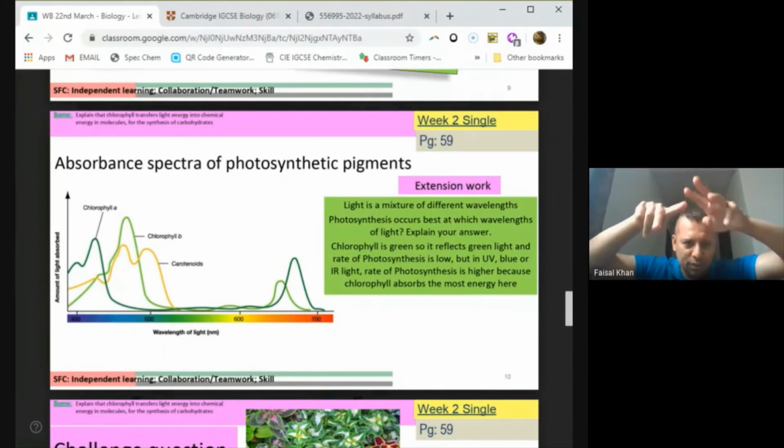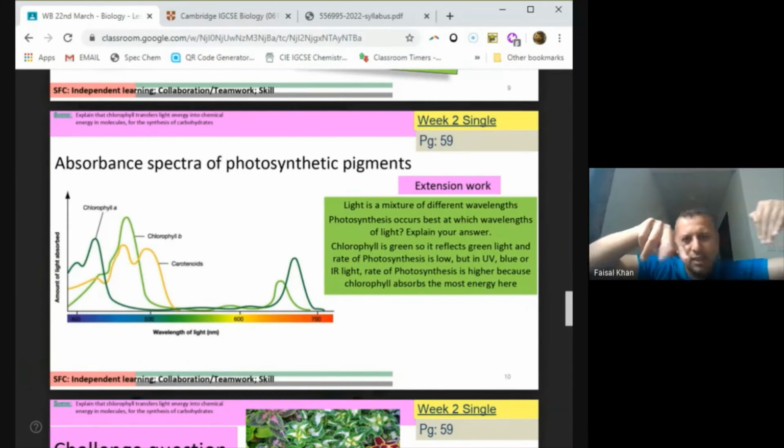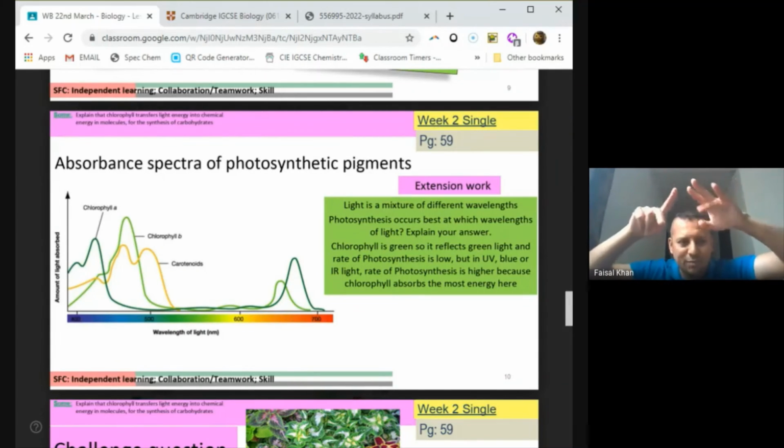So leaves absorb things right on the end of the blue end and right on the end of the red end, and everything else in the middle, which are the greens and the yellows, is reflected back off a leaf because these pigments don't absorb those wavelengths of light. That is the reason why leaves look green. And the reason why these pigments are absorbing light is because of photosynthesis. These are the right wavelengths of light that trigger off the whole process of photosynthesis.